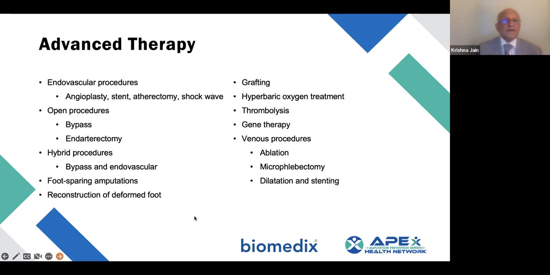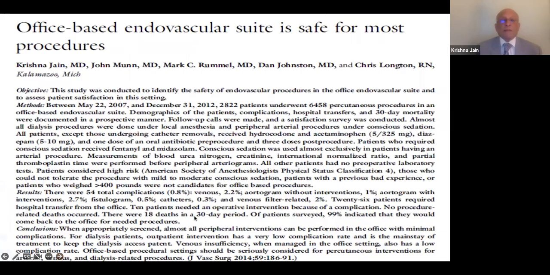So we published this paper a few years ago from our experience in Kalamazoo, from our OBL, which actually showed how safely the care can be provided in our office-based lab.